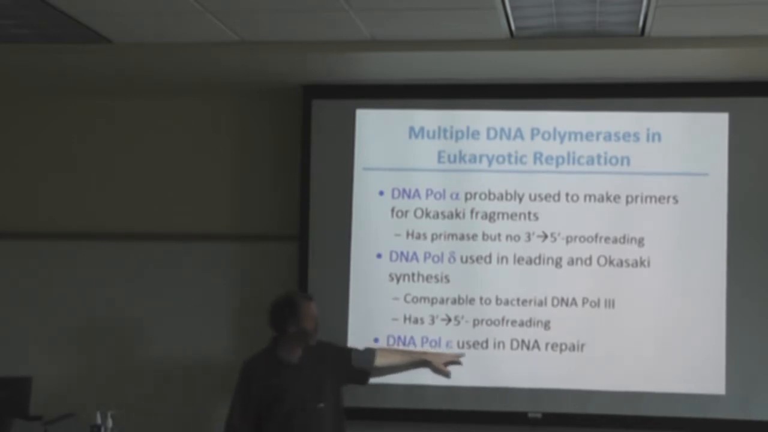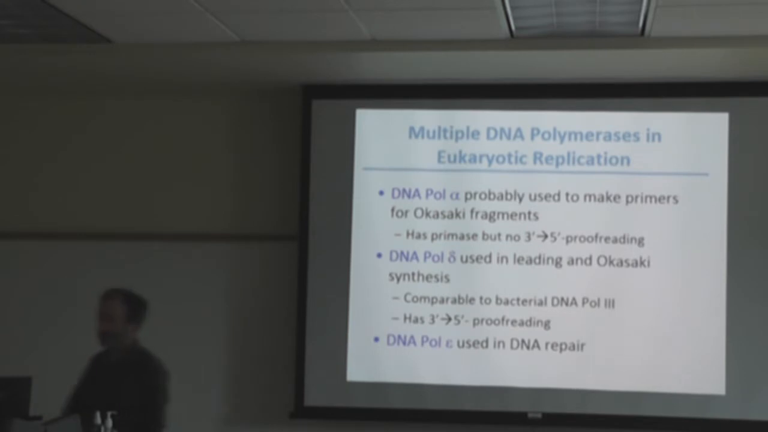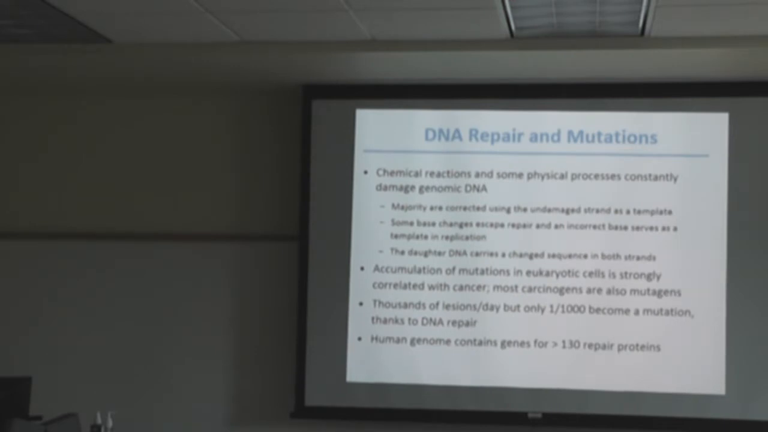DNA polymerase epsilon is used in DNA repair, similar to DNA polymerase 2, 4, and 5 in bacteria. So for DNA repair and mutations, they're going to happen spontaneously because DNA is nothing but a chemical, right? So it's subject to the same chemical degradation that natural chemicals are. Chemical reactions and physical processes will constantly damage that DNA genome.